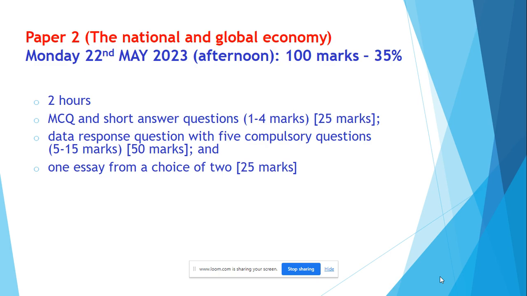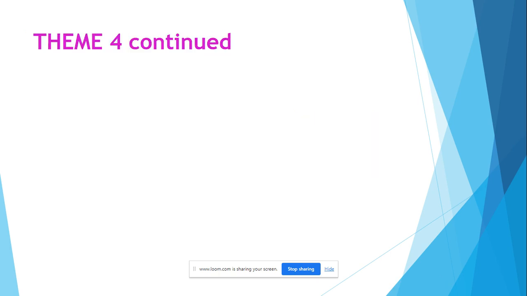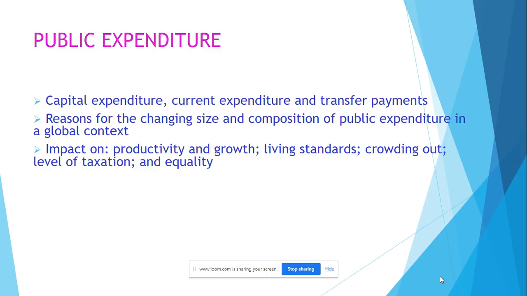So this is the format for your exam on Monday. And to continue with the topics, the final ones for theme 4. Public expenditure. This can fall into different categories for the government. Public expenditure is spending by government.